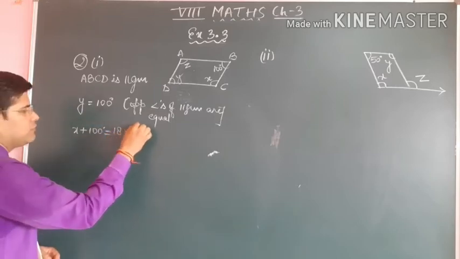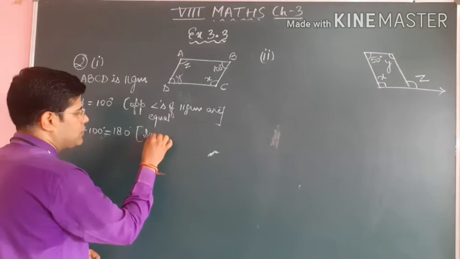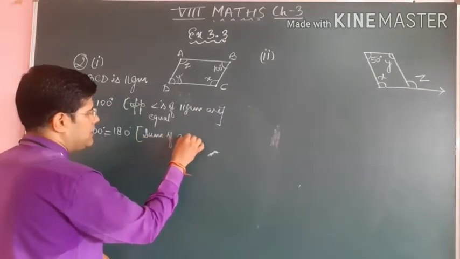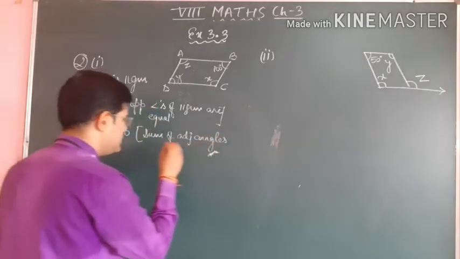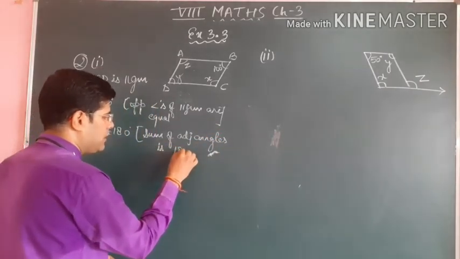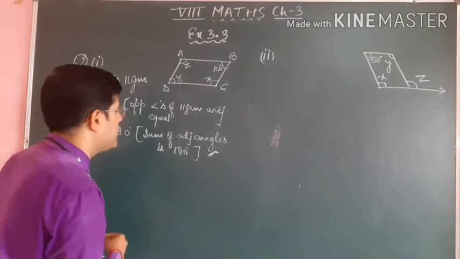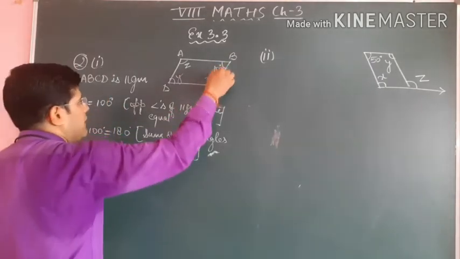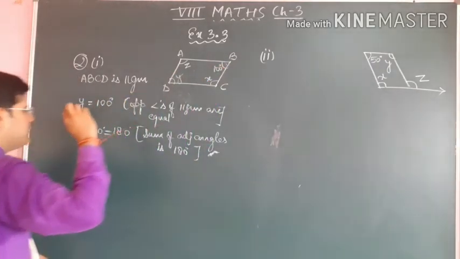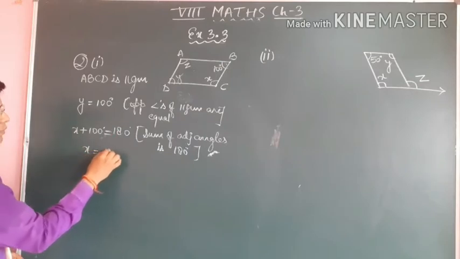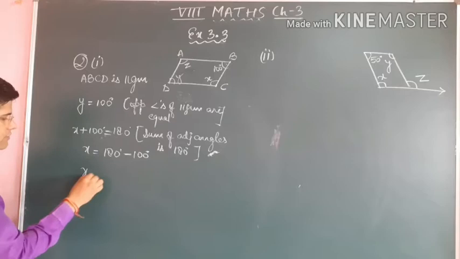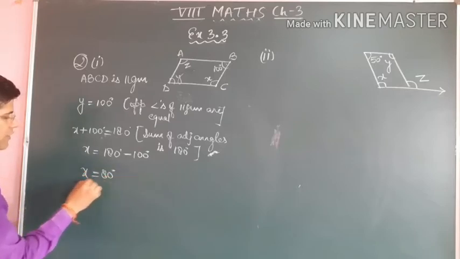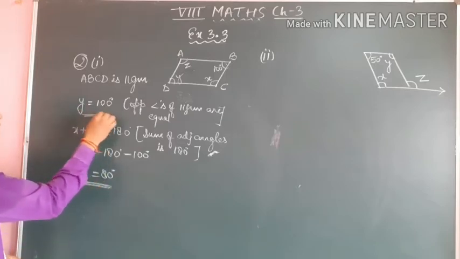So here also we write the second property. Sum of adjacent angles is 180. Here, in property number 4 of parallelogram, the sum of adjacent angles must be 180. So x equals 180 minus 100. So we have x equal to 80 degrees. So we have to find x and y both.